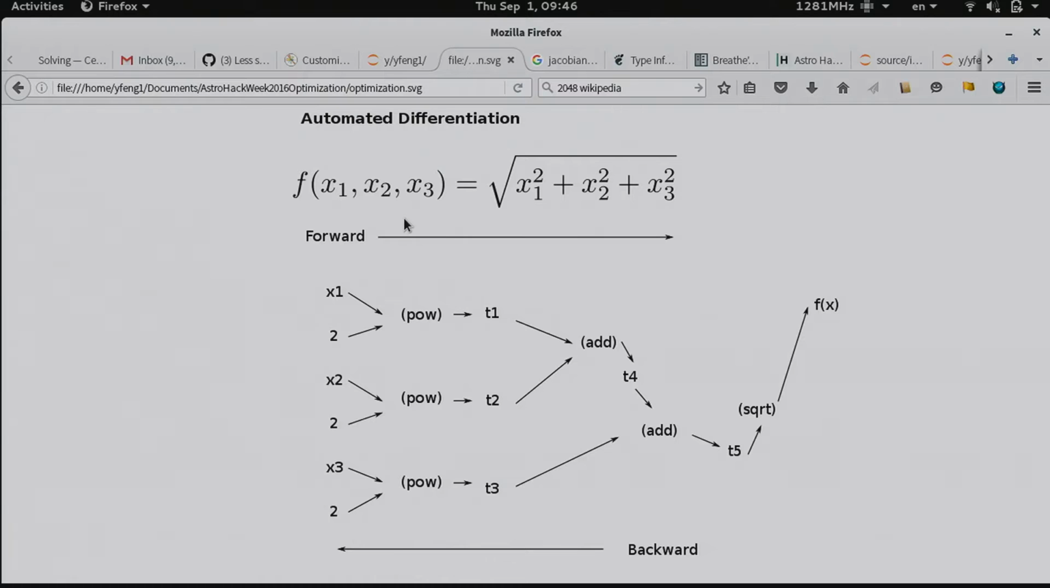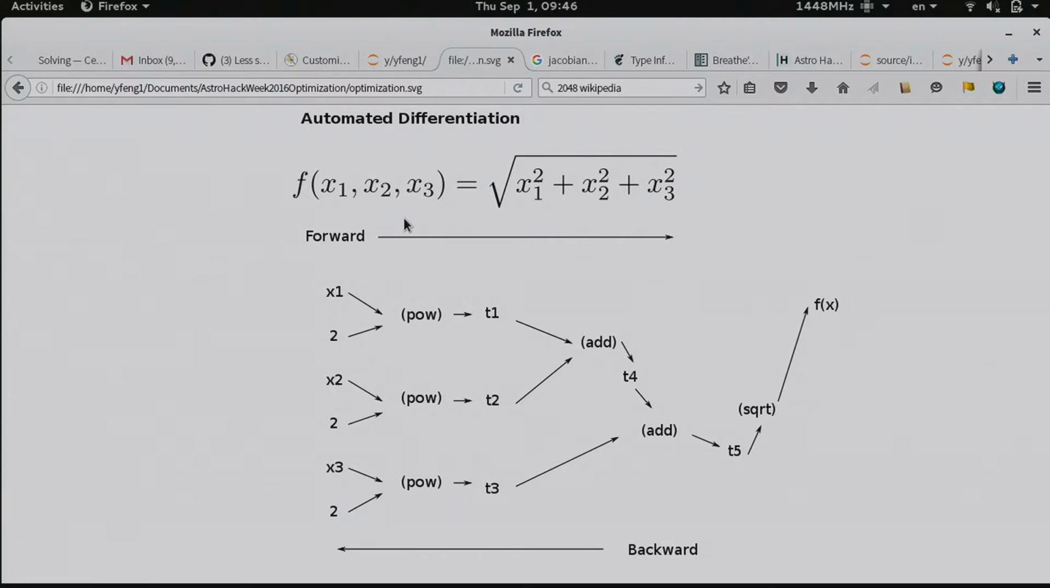The first one combines the square of x1 and x2, so T1 and T2, to form another temporary T4. And then T4 is added to T3 to become the sum of squares, T5. And the square root is applied on T5 to get the objective function. So this is evaluating the function, the objective, fx.